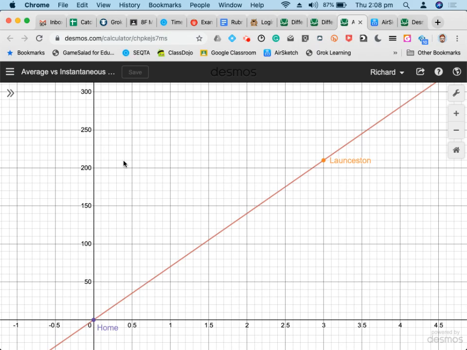You can see that it took me 3 hours to get to Launceston. Can you please work out the speed that I travelled to get to Launceston? In other words, the speed is kilometres per hour. It's a rate. Therefore, you need to work out what? Gradient. If you can't make a start, that's fine. In a couple of minutes, I'll unpack it for you. But I'm hoping everyone here can work out the gradient of a linear function.